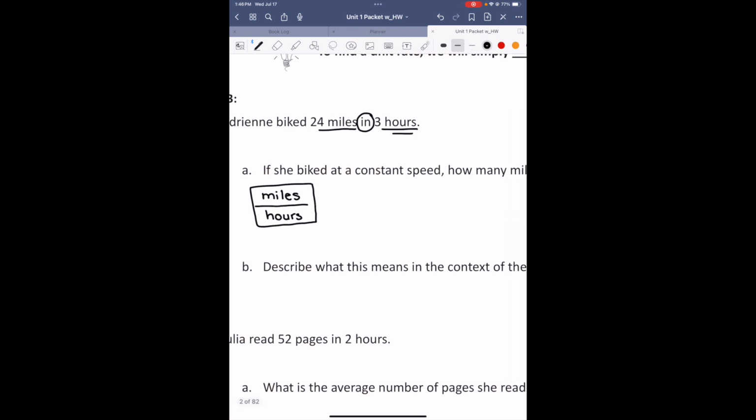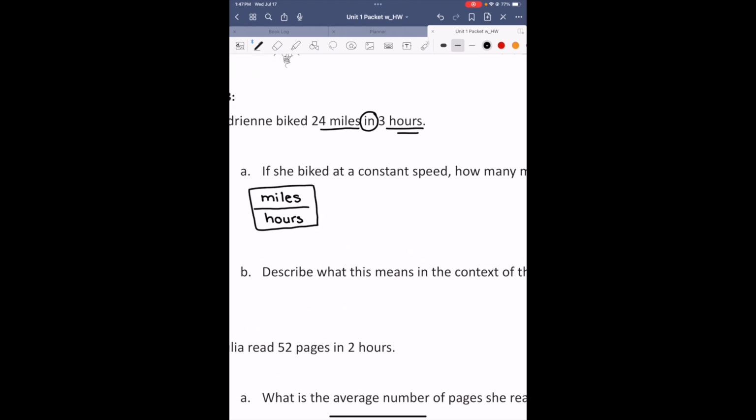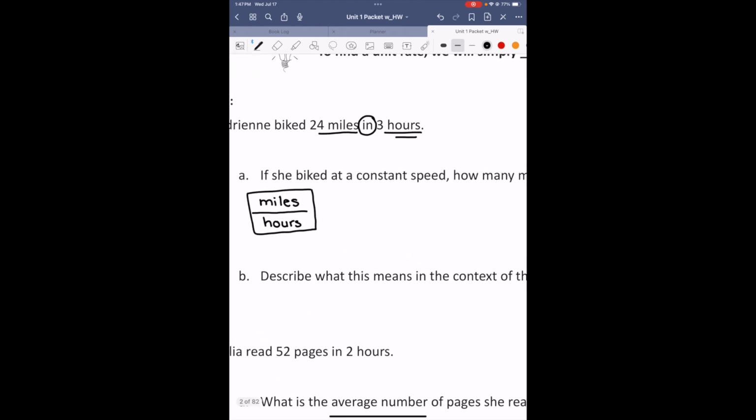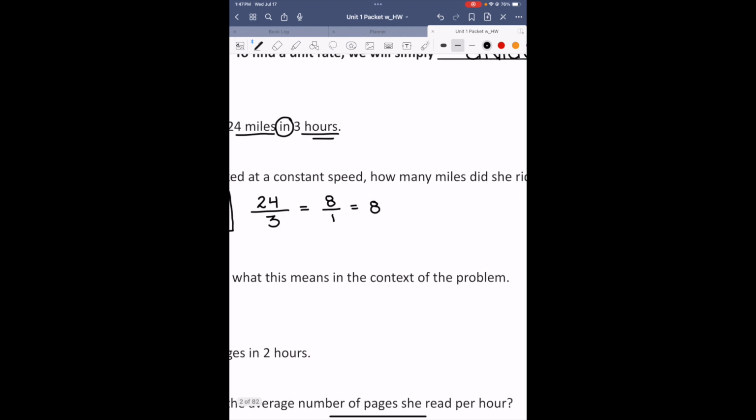Now that we have that figured out, it's asking us about how many miles she rides in just 1 hour. Whenever you see the word 1, that automatically tells you that you're looking for a unit rate. So 24 miles that she did in 3 hours, when we divide them, we're going to get our answer of 8 over 1, or just 8. We're going to write this with our label, miles per hour.